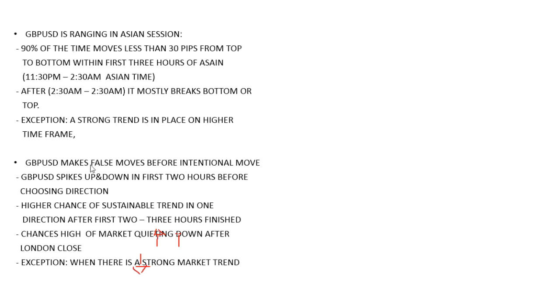Okay, pound dollar makes false moves before the initial intentional move. Pound dollar spikes up and down in the first 2 hours before choosing a direction. Yes, it likes playing around like that. It will spike up and down, play around with people, and you get caught up. If you get caught on the wrong side of the market, you are most likely to be taken out.